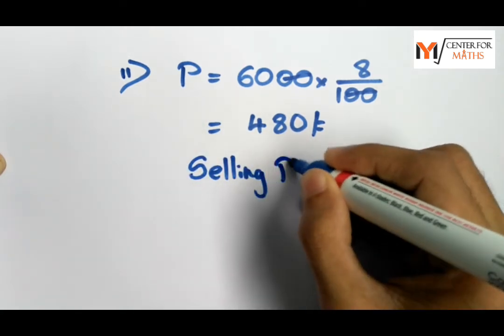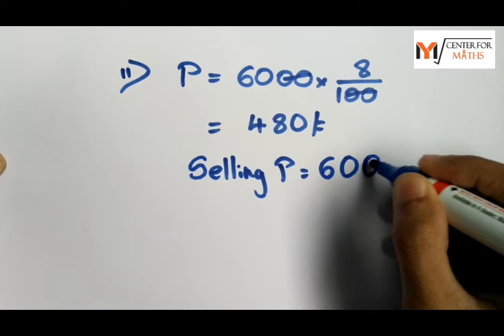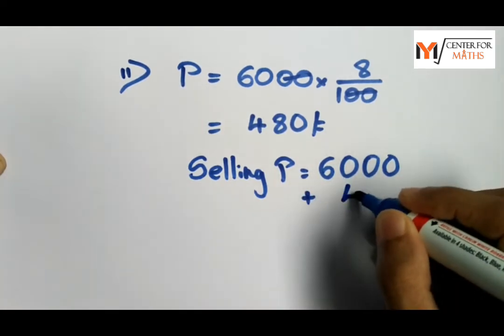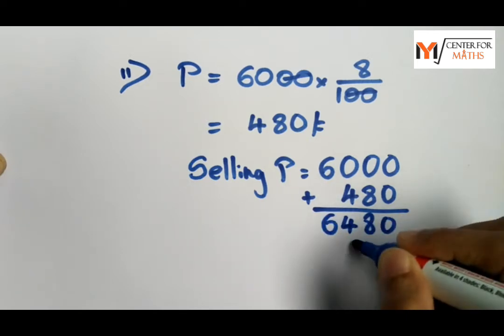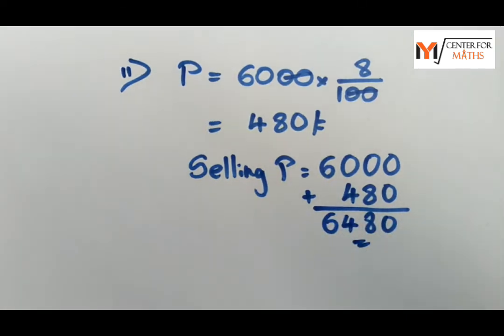So how to find the selling price? For that, to 6,000 we have to add another 480. So the answer is 6,480.